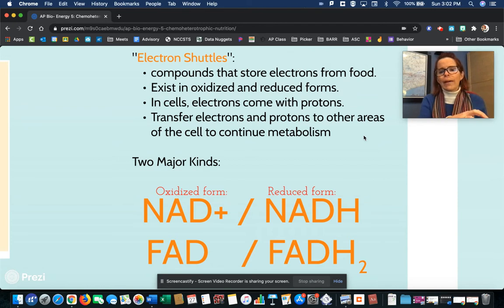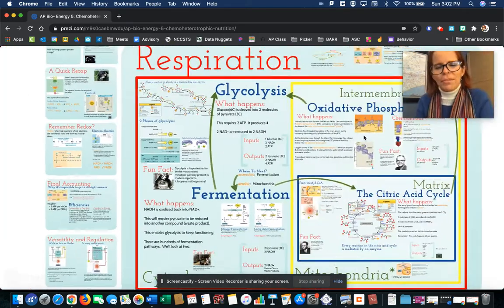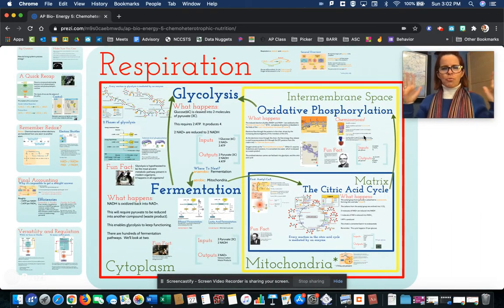All right, then the transfer of electrons and protons to other areas of the cell use these molecules, use these shuttles to continue metabolism. And you're gonna know all about them in just a minute. All right, what I want you to do right now is to get the big picture of what this Prezi is trying to show you, because it's a little bit subtle.